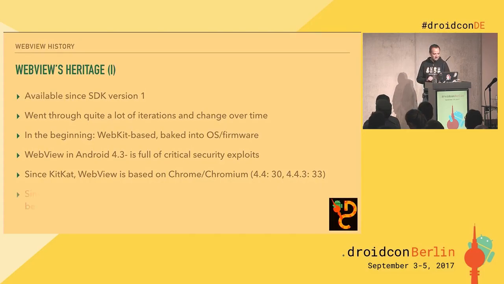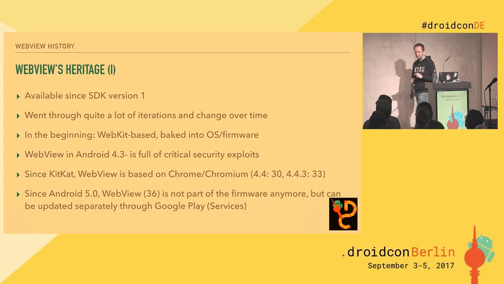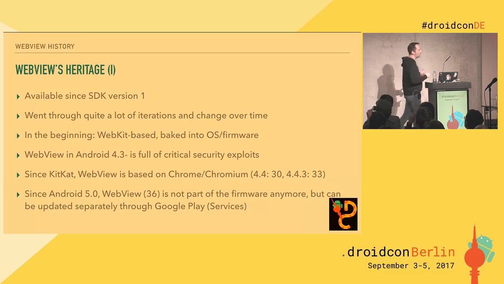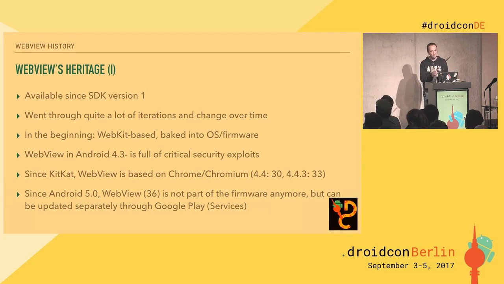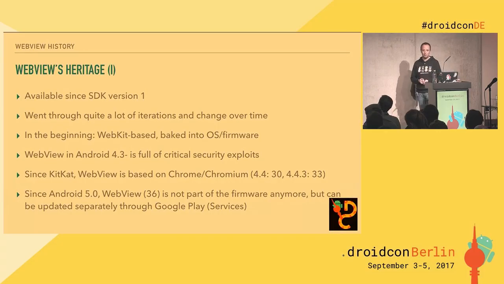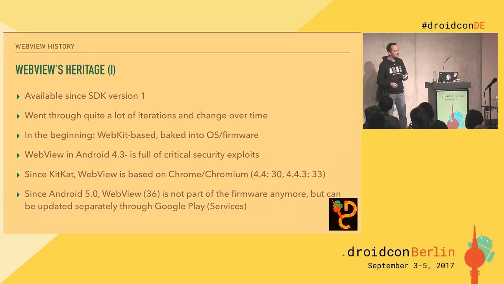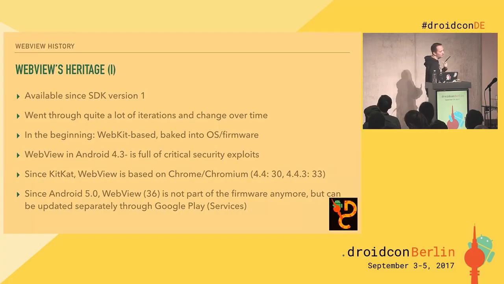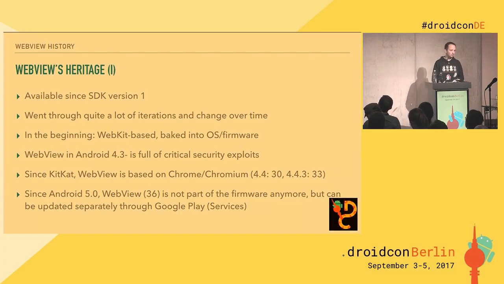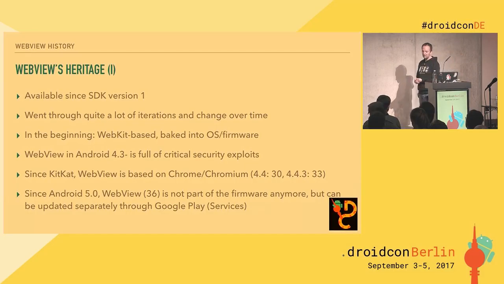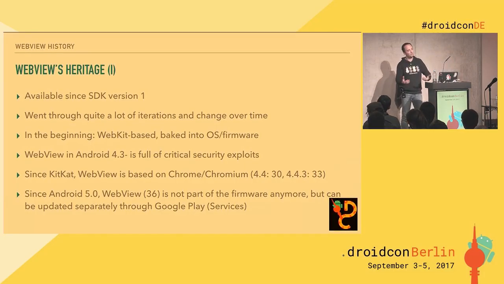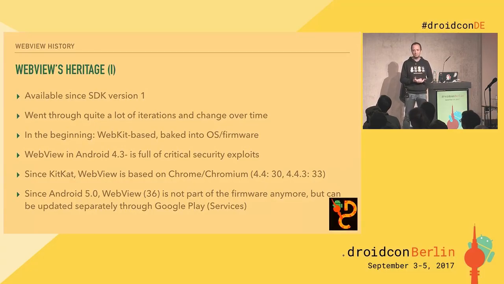The interesting bit, though, is that with Android 5 and Webview or Chrome 36, the model of how you would get new Chrome versions has changed. So up to 4.4, even though it was Chrome, it was baked into the firmware. You couldn't update it yourself. But now, since Android 5, it gets updated separately through the Google Play services. So if you update your apps regularly, you get new versions of Chrome and therefore new versions of the Webview independently of Android updates, which is a really important thing.